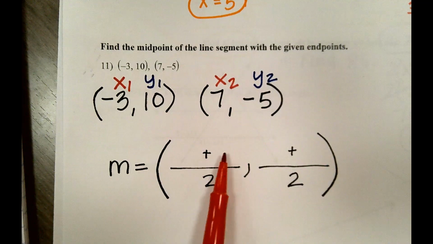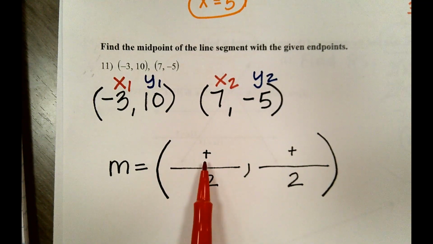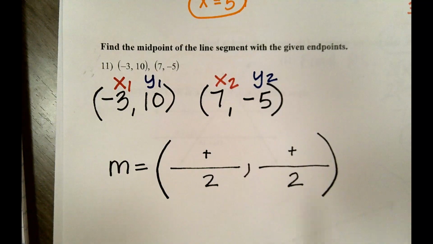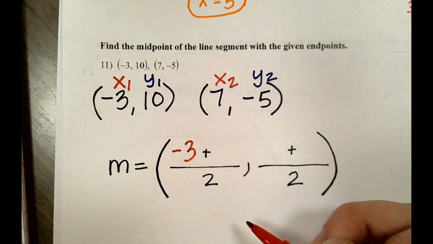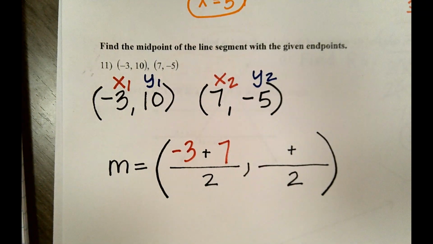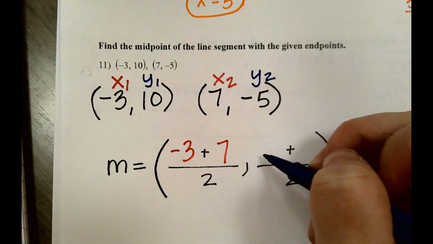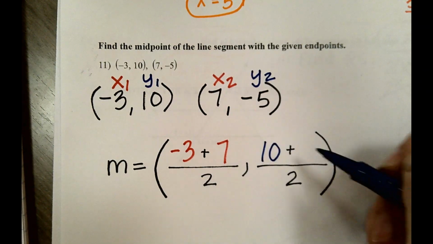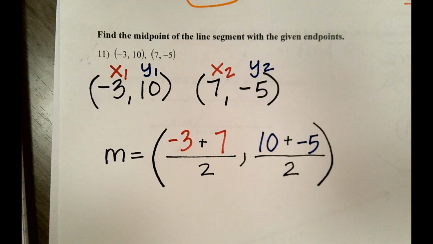In my first blank space, I need x1 plus x2. So what's my x1? -3. x2? 7. Done. Then I need y1, y2. So what's y1? 10. y2? -5. Beautiful. My numbers are plugged in. We're halfway done.